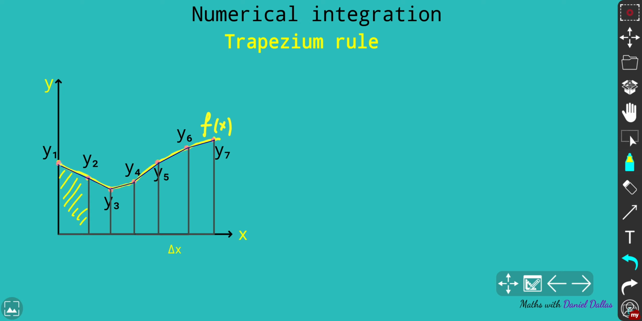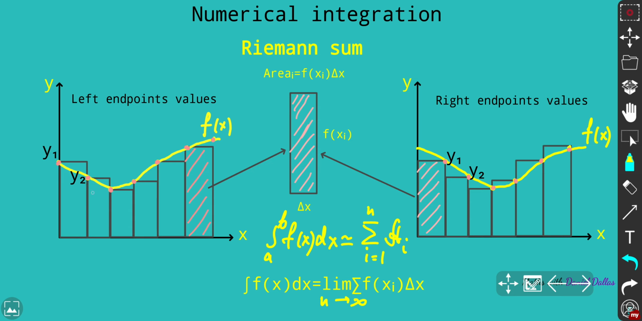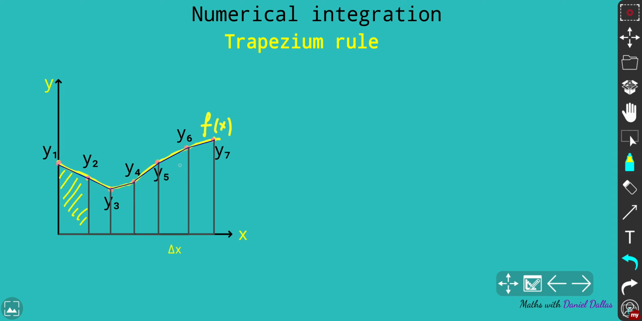Your curve and your straight line segment from y1 to y2 pretty much coincide with each other. That's why the trapezium rule will give a better approximation in comparison with rectangles and the Riemann sums that come from rectangles. You see those parts overestimate the area and those parts underestimate the area. So you have those gaps, and that's why the trapezium rule looks much better.